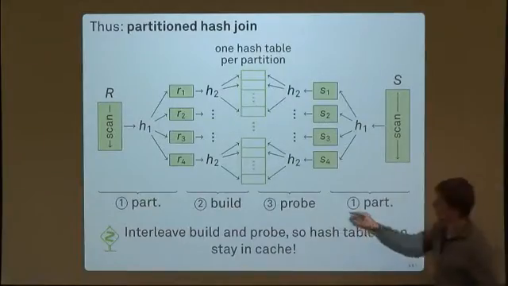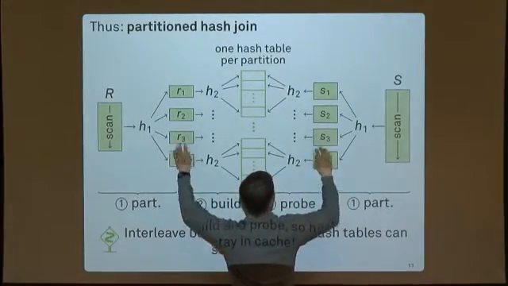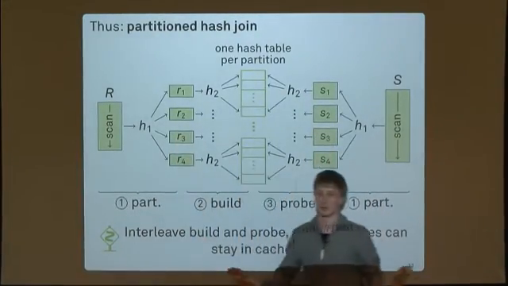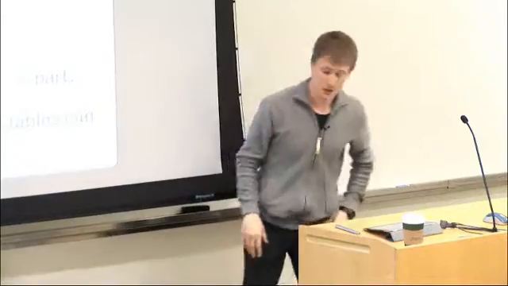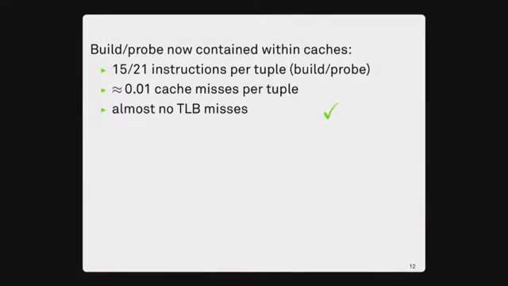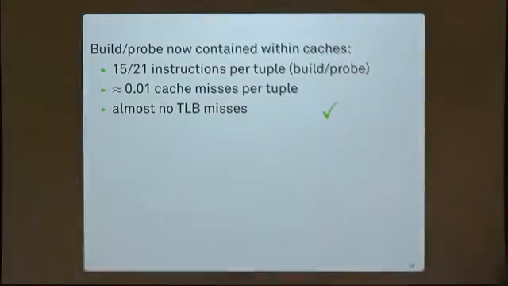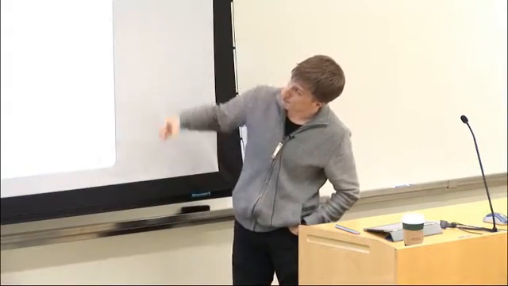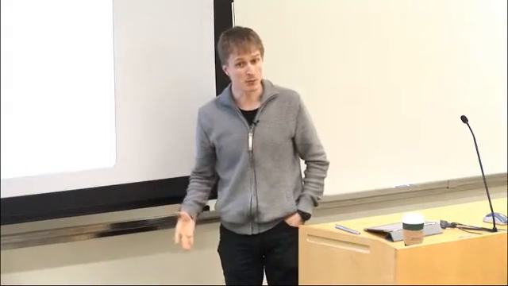And then you can run this join on one core and this join on another core, and they won't interfere at all with each other. No need to protect with locks or anything. And that makes your code even simpler. So we end up with 15 to 21 instructions per tuple for build and probe phases. Almost no cache misses anymore. So this join, we've reduced quite a bit of the cost.